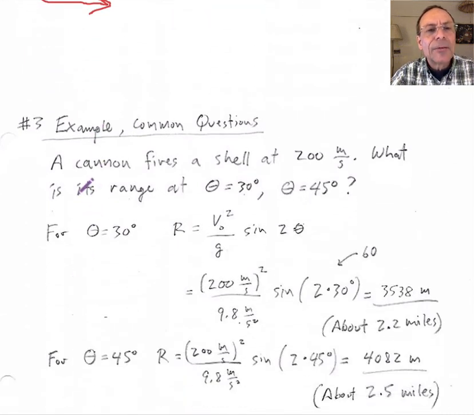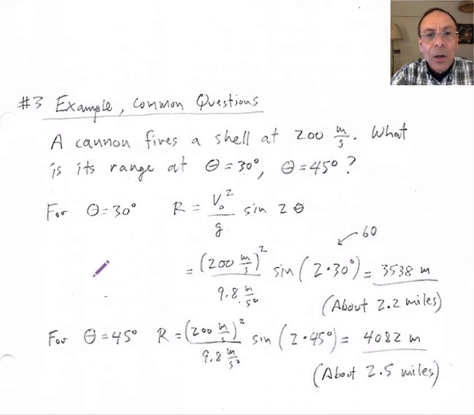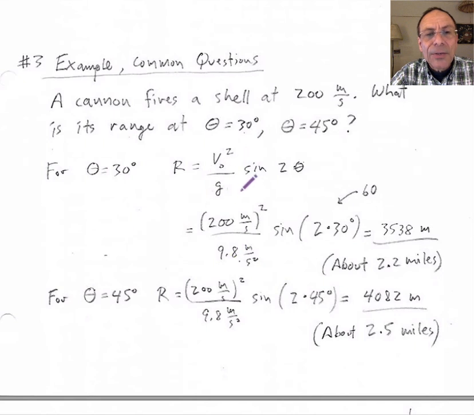Let's have an example problem. I've got a cannon which fires a cannonball or a shell or whatever at 200 meters per second. What is its range if its elevation angle is 30 degrees above the horizontal? And then what is its range if its elevation angle is 45 degrees above the horizontal? All right, so it's just plugging things in.